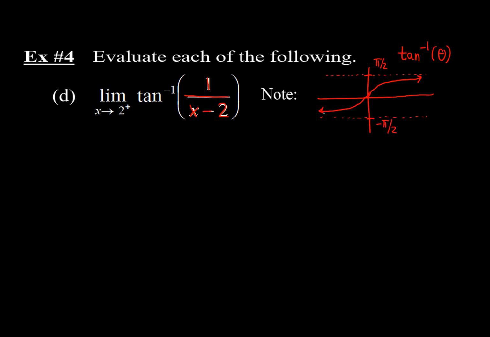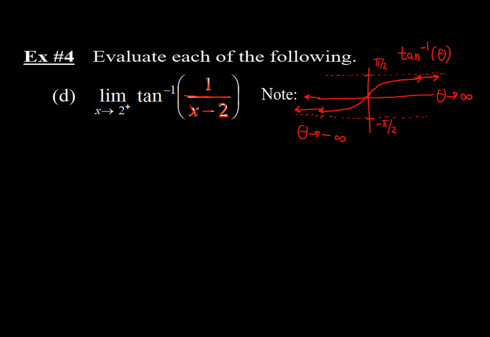All right, so this is what the inverse tangent function looks like. Basically, as theta approaches positive infinity, as we go out here to the end behavior, we can see that inverse tangent is approaching pi over 2. And as theta is approaching negative infinity, out in this direction, we can see that the inverse tangent is approaching negative pi over 2.